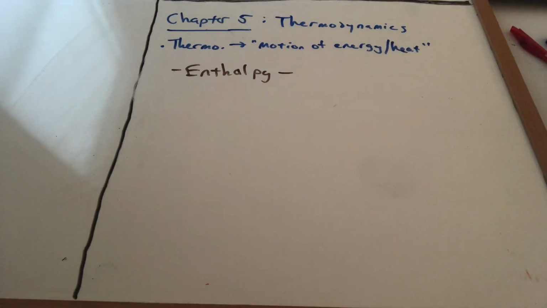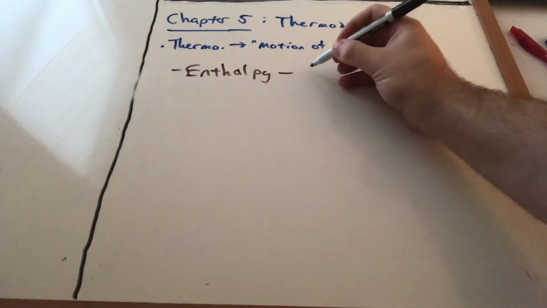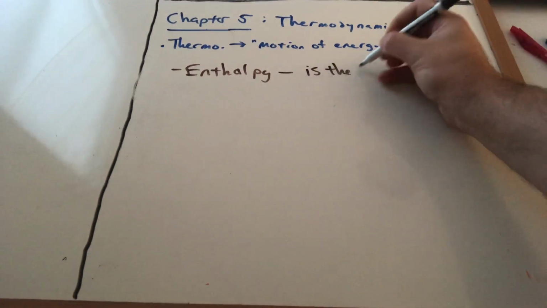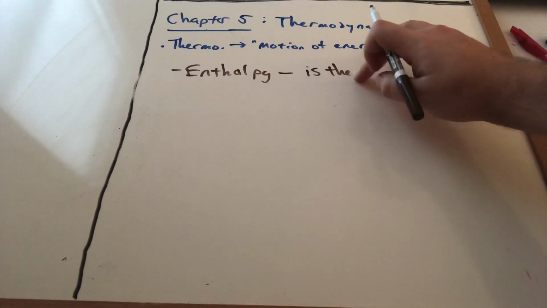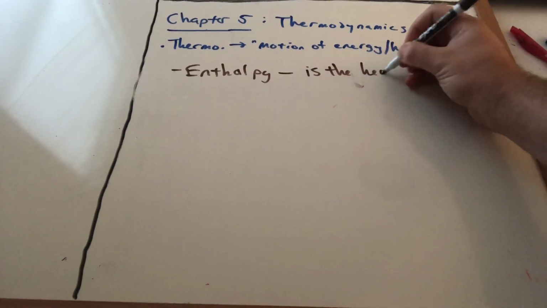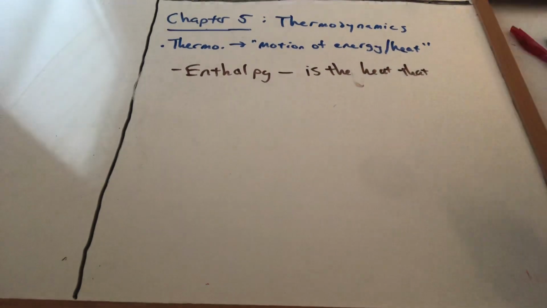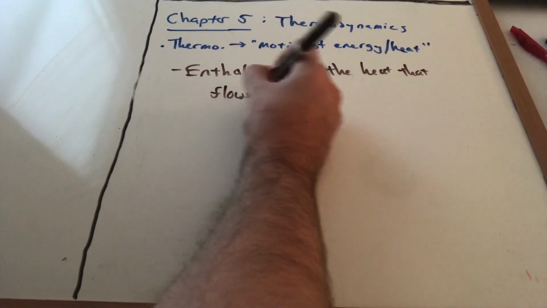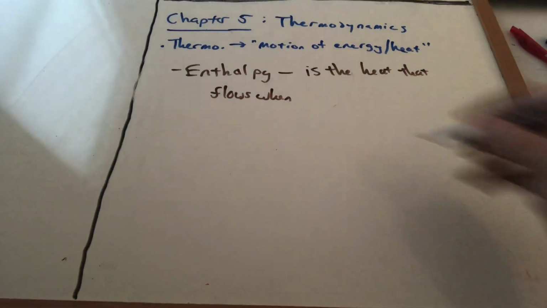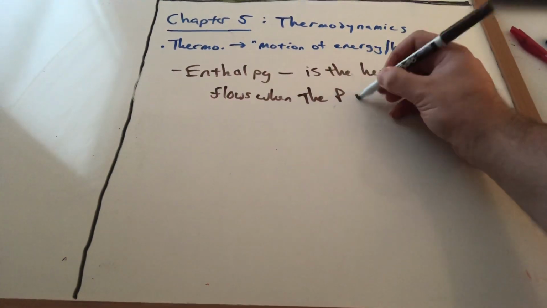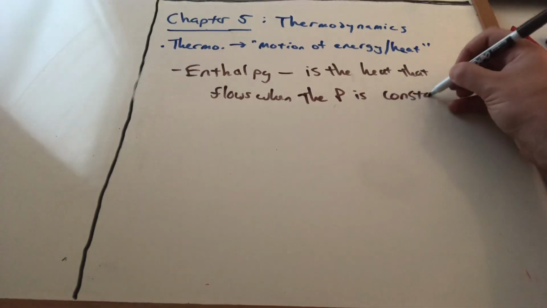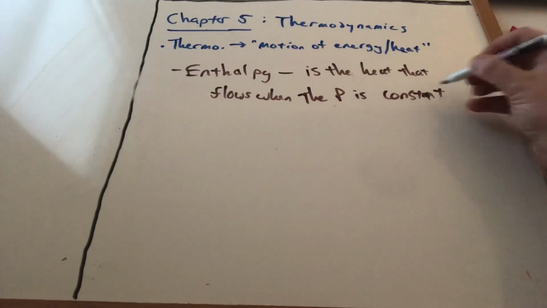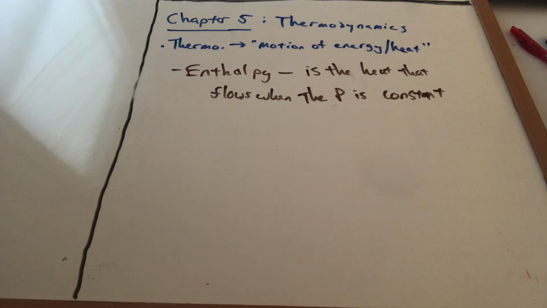What is it specifically, though? What is the definition of enthalpy? Enthalpy is the heat that flows when the pressure is constant. All right? It's the heat that flows when the pressure is constant.